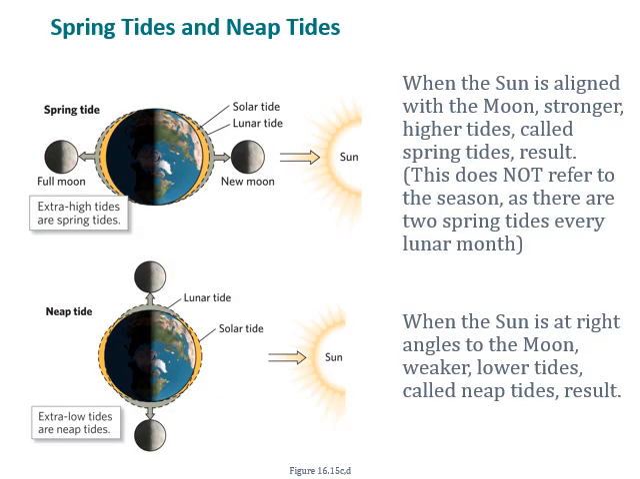When the sun is aligned with the moon, stronger, higher tides called spring tides result. This doesn't refer to the season, as there are two spring tides in every lunar month. When the sun is at right angles to the moon, weaker, lower tides result, called neap tides. So here's a picture of a spring tide in the top photo, and then neap tides in the lower photo. These can add or subtract to the daily high and low values of high tide and low tide.